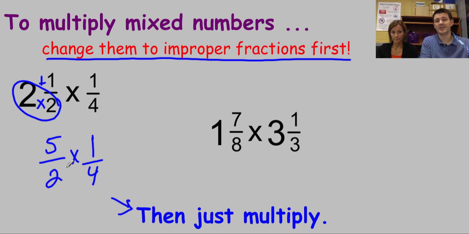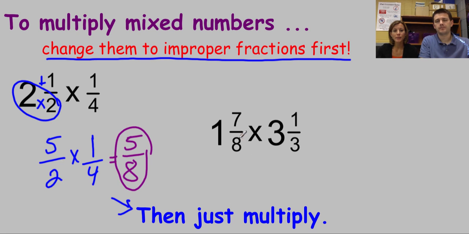In this case, there's nothing to cross simplify. Boring. Nice simple one. I gave myself the easy one. 5 times 1 is 5. 2 times 4 is 8. And then we always check at the end, can we simplify it? Nope. There's nothing that 5 and 8 have in common. So we get 5/8. And we're done.